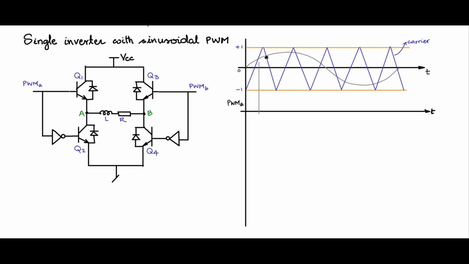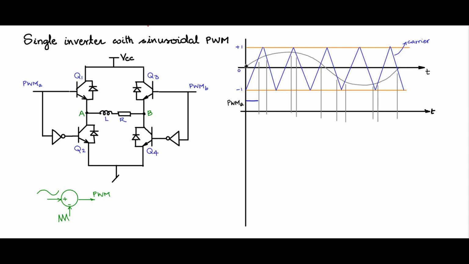So these are the intersection points, critical points, where the modulating signal is intersecting with the carrier signal. Let us mark those points and pull them down in this fashion. So the PWM A is generated in this fashion. You have a comparator, plus, minus. The modulating sine wave is given to the plus, the carrier is given to the minus, and the output of that is the PWM signal.